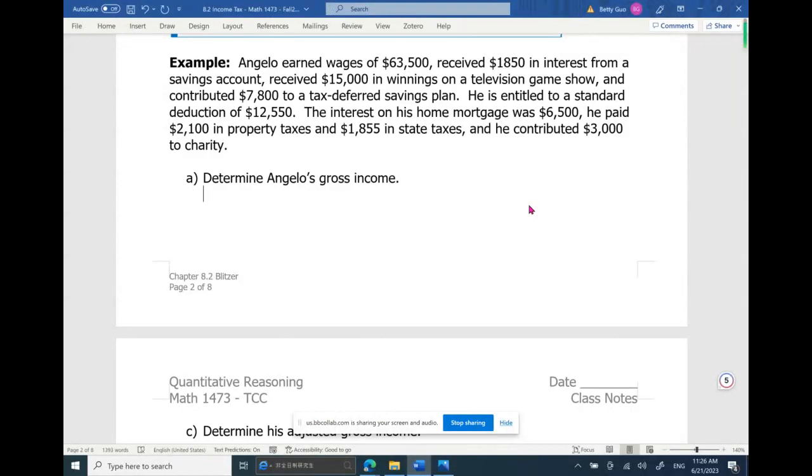We are going to answer the following parts. Part 1, we need to determine Angelo's gross income. Gross here means total, all the money you make during the calendar year. So based on the given information, we have his wage, 63,500. And we also have his income from the interest, right? That is part of the gross income as well. So add 1,850.